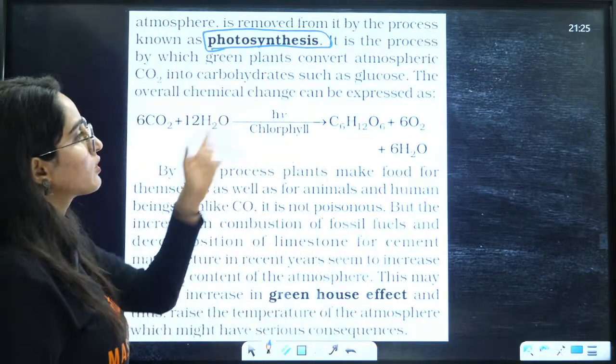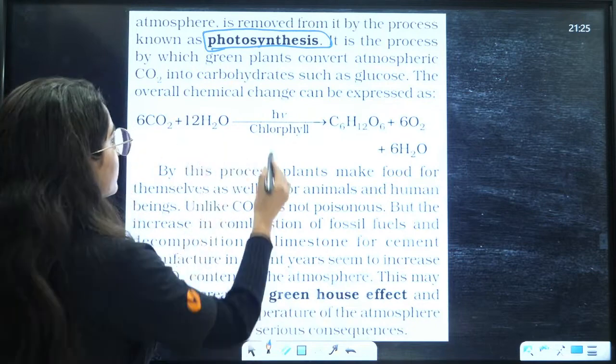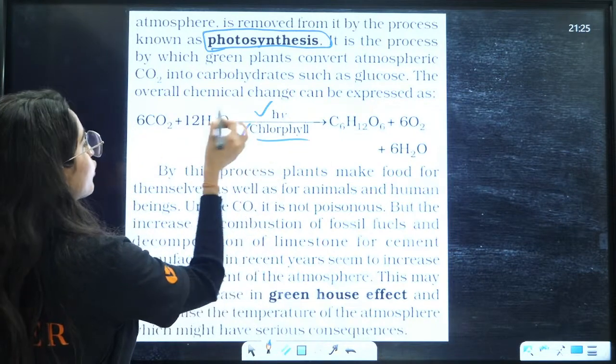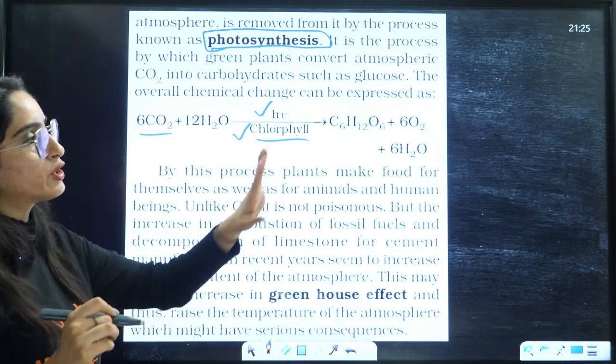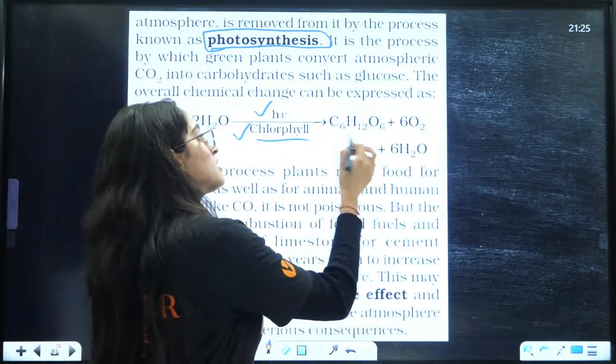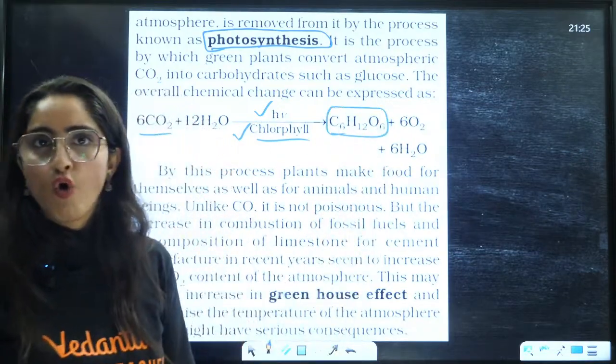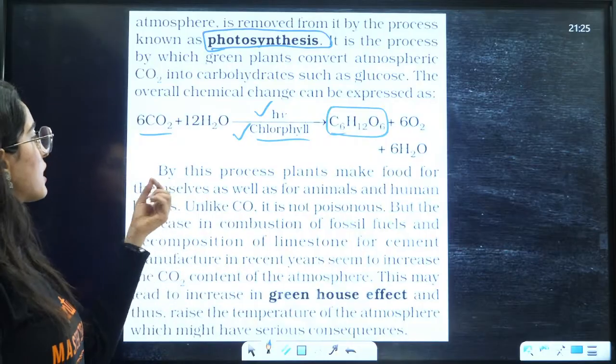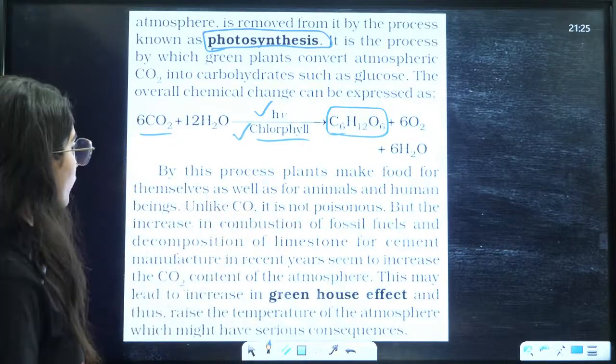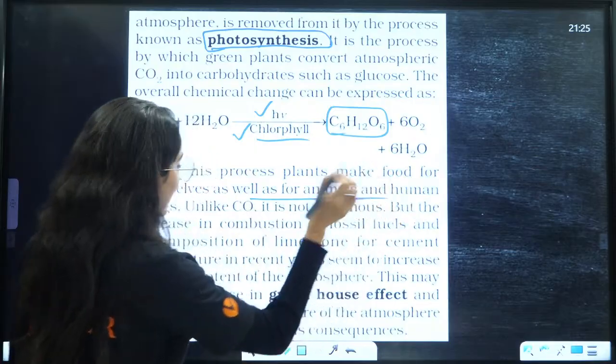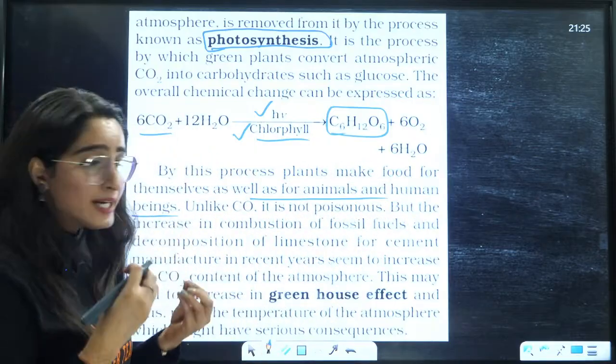This is a process you already know. In lower classes, we have studied this. We had sunlight, chlorophyll, that carbon dioxide is converted to oxygen. It produces energy here, right? In the form of glucose. By this process, plants make food for themselves as well as for animals and human beings that we eat.